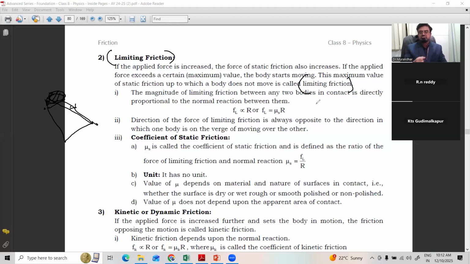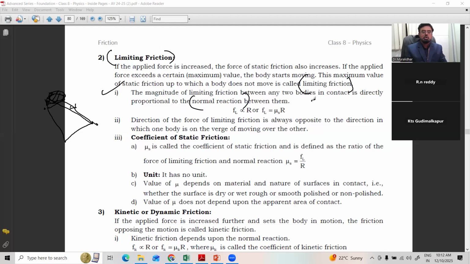You are applying force, and frictional force also will act. But at a certain applied force, the frictional force won't keep up, it becomes less. At that time, the body starts moving. So that maximum external force you are applying so that the body starts moving is called limiting friction. Very important.